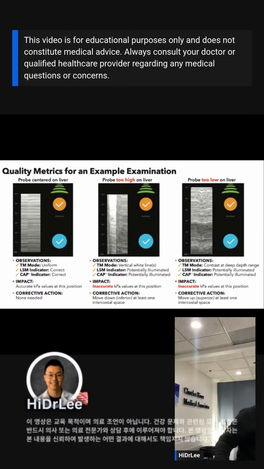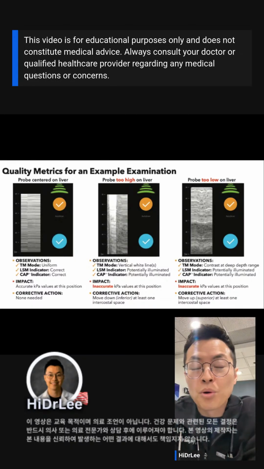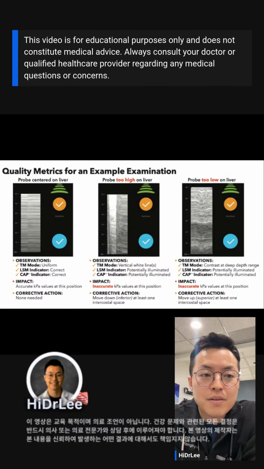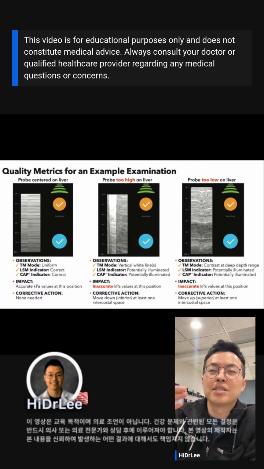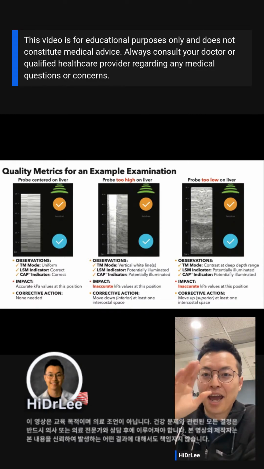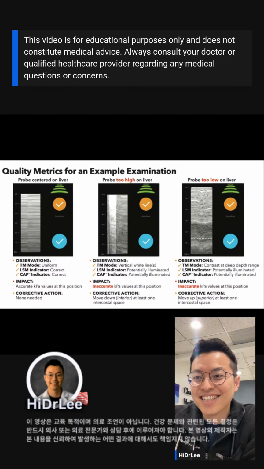Thank you. So how everything's automated. Fibroscan tells us first, we have to put the probe where the liver is located, and it tells us whether we are pressing it too hard or not.